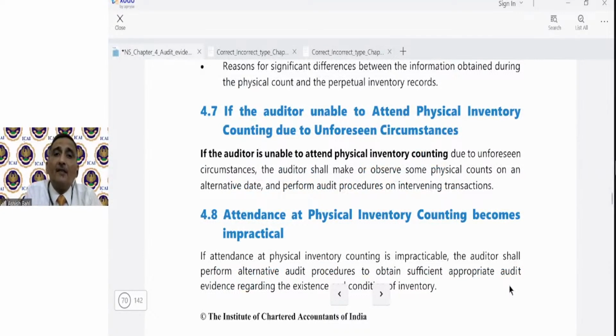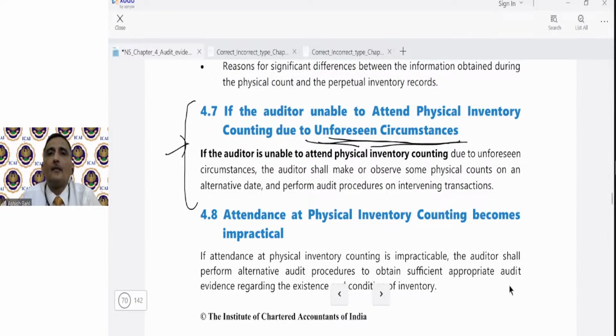So again, students, if the auditor is unable to attend the physical inventory count due to unforeseen circumstances, if he is unable to attend on 31st March, then if he attends on 15th April, say, then he shall make a count on that date and then perform audit procedures on intervening transactions, like I have been telling you. Like he will make adjustments for purchases and sales, and then he would arrive at the quantity as on 31st March.